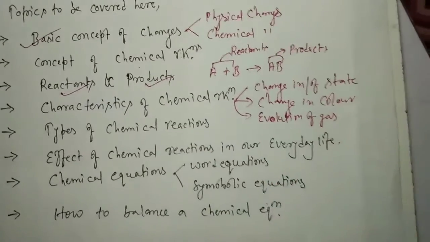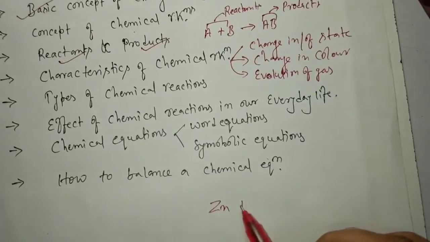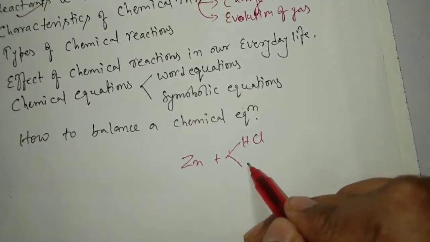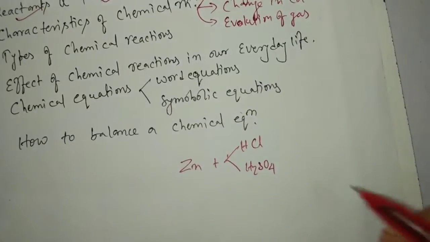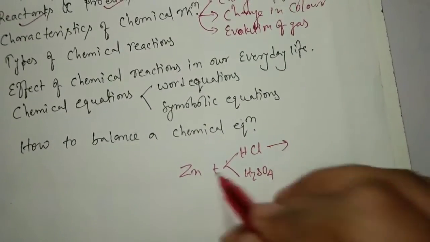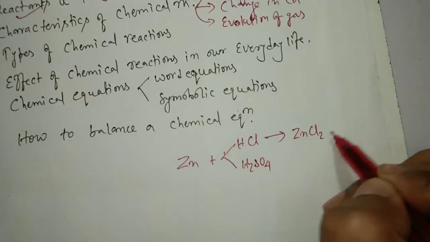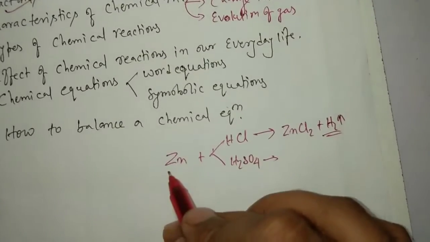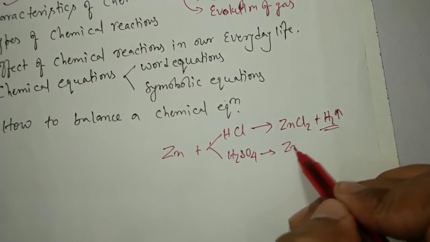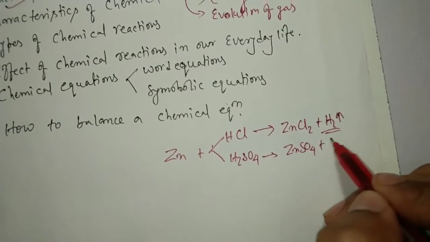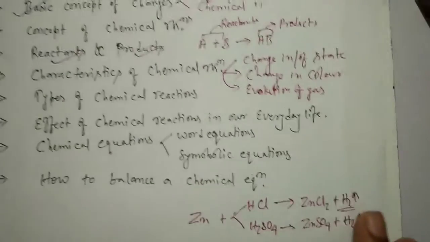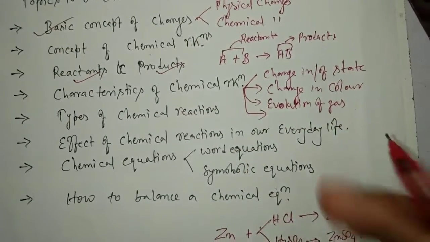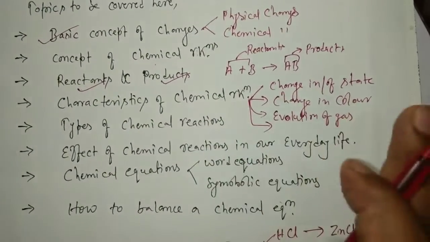For example, suppose zinc reacts with either HCl, hydrochloric acid, or sulfuric acid. Here you will say ZnCl2 plus hydrogen gas is liberated. If Zn reacts with H2SO4, ZnSO4 will form, and here also hydrogen gas is liberated. So there are many identifications which indicate that a chemical reaction has taken place.